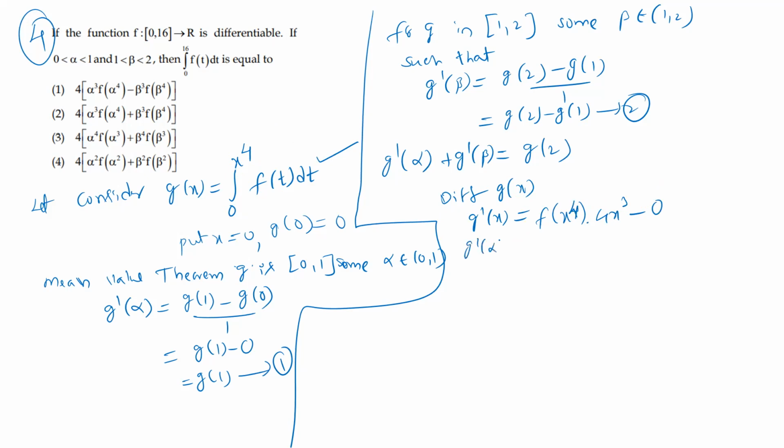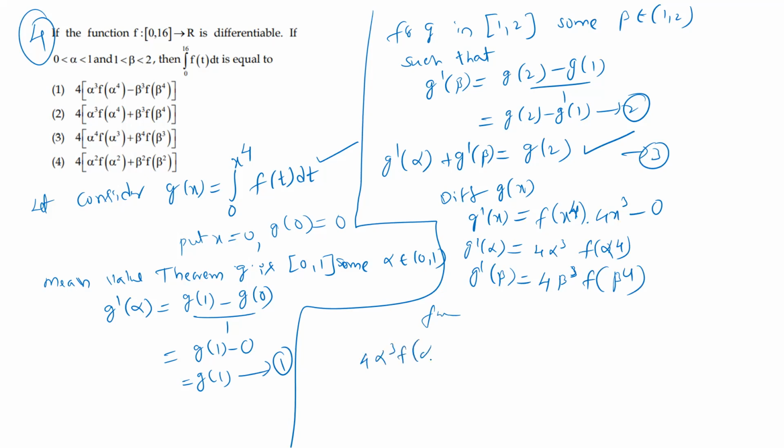So I'm substituting alpha first. We get 4 alpha cube into f of alpha power 4. g dash of beta, we get 4 beta cube into f of beta power 4. These values we are substituting here. Now take this as 3. From 3, 4 alpha cube into f of alpha power 4 plus 4 beta cube into f of beta power 4 is equal to g of 2. If you substitute 2 here, again what will you get? The integral from 0 to 2 power 4, nothing but 16, of f of t dt.